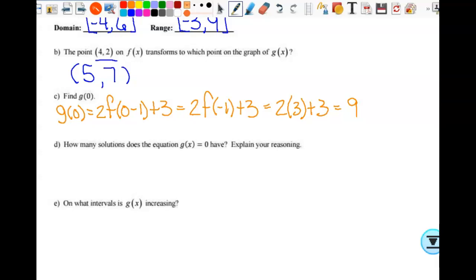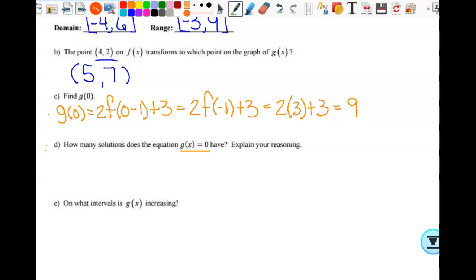Okay, so this one asks me for g of 0. This question asks how many solutions does the equation g of x equals 0 have? Those are two different things, right? This is when x equals 0. This is when y equals 0, right? So how many solutions does the equation y equals 0, g of x equals 0 have?